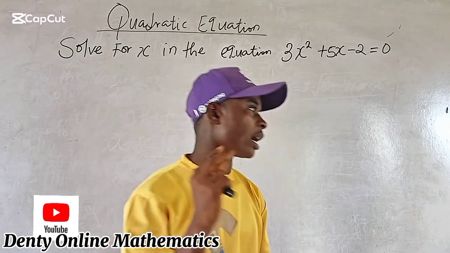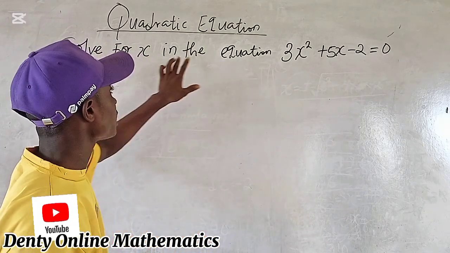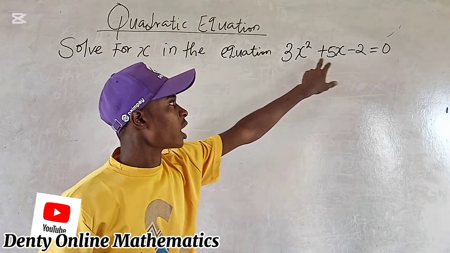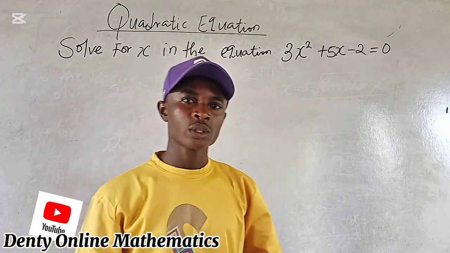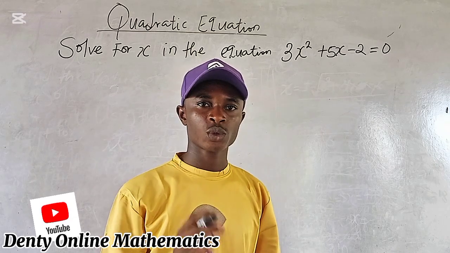Now let's look at what we have here. We have to solve for x in the equation 3x squared plus 5x minus 2 equal to 0. How are we going to do this? It's very simple. Now this is what you need to know.